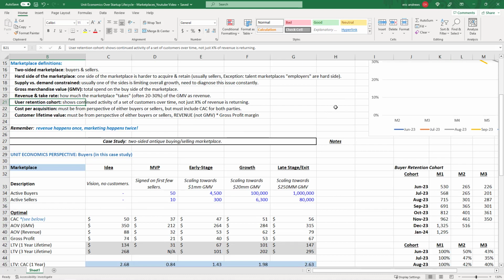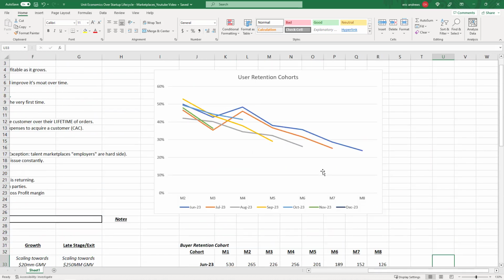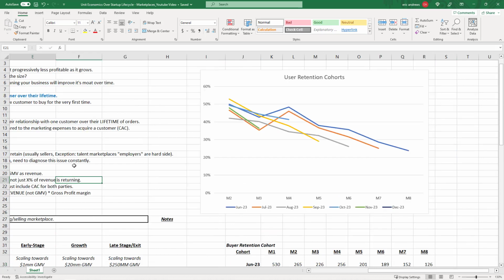Then user retention cohorts. This shows the continued activity of a set of customers over time. One issue with a lot of startups is they say, okay, 30% of our revenue is recurring, but that doesn't tell you anything about the composition of the recurring revenue. You know, are these customers who bought last month for the first time, or did they buy 5 years ago and you have really sticky customers? And so these are retention cohorts, and we're going to get into how to use these to really understand how sticky your customers are and to look at them on a chart.